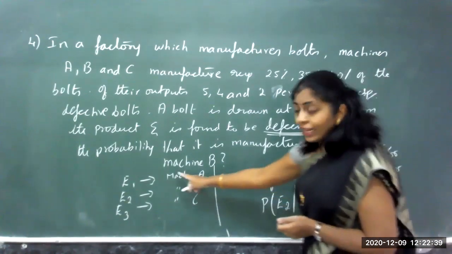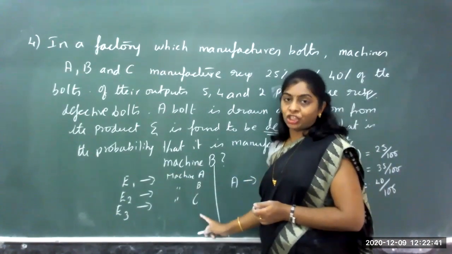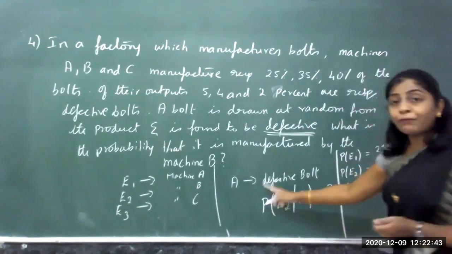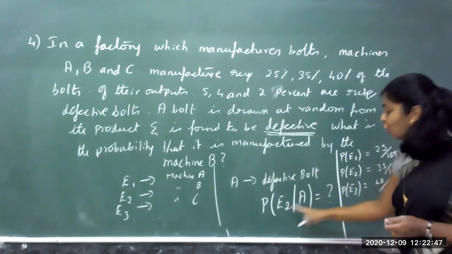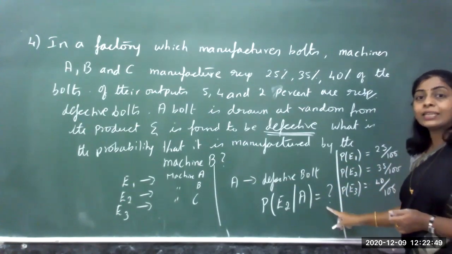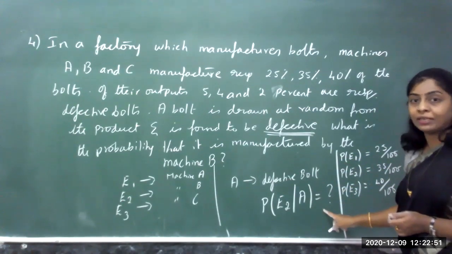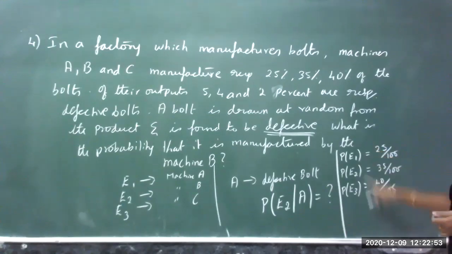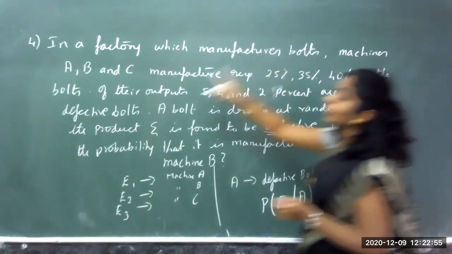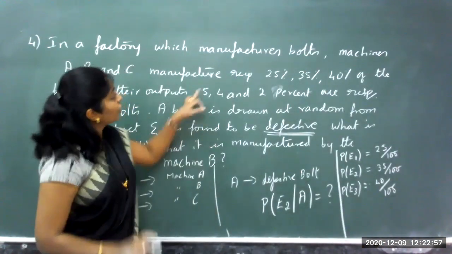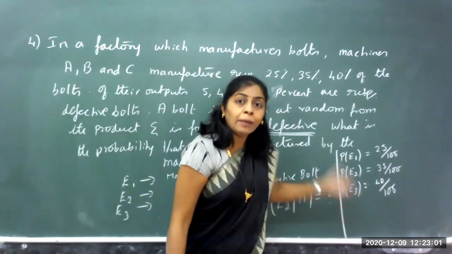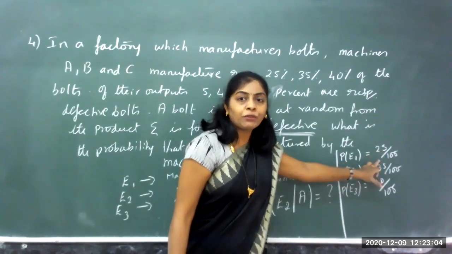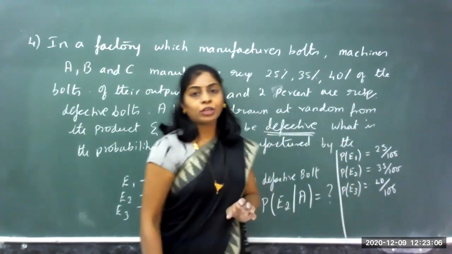So the three events are the three machines, and then defective bolt is A. You are finding the probability of choosing from machine 2, given a defective bolt A. For that we have to use Bayes' theorem. What is given? The probability of the three events: machines A, B, and C manufacture 25%, 35%, 40%. Percentage means out of 100. So 25/100, 35/100, and 40/100.